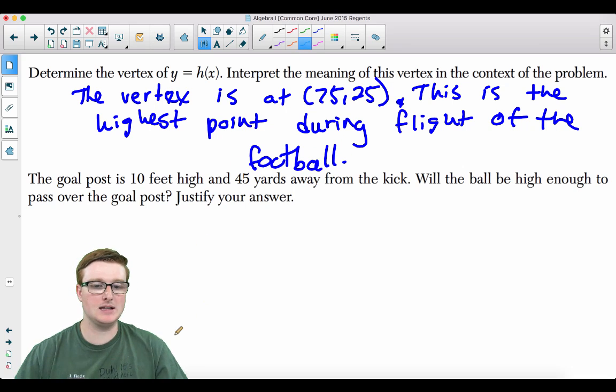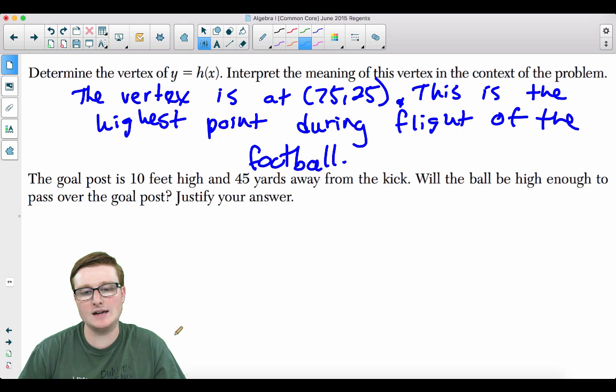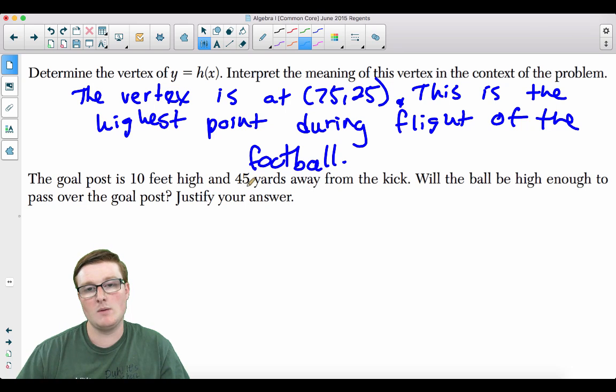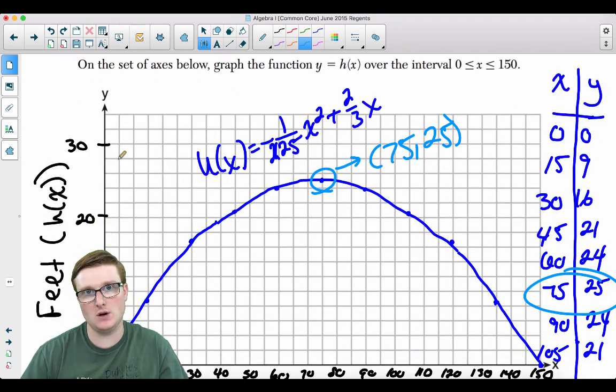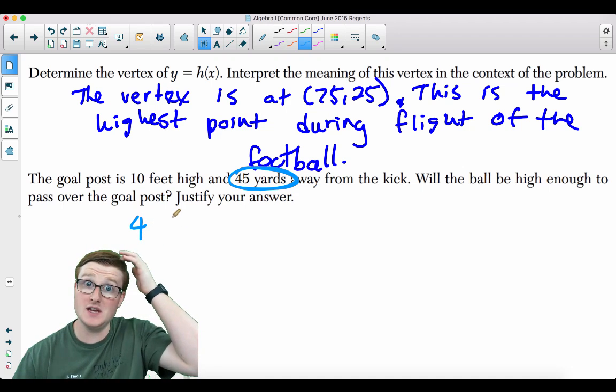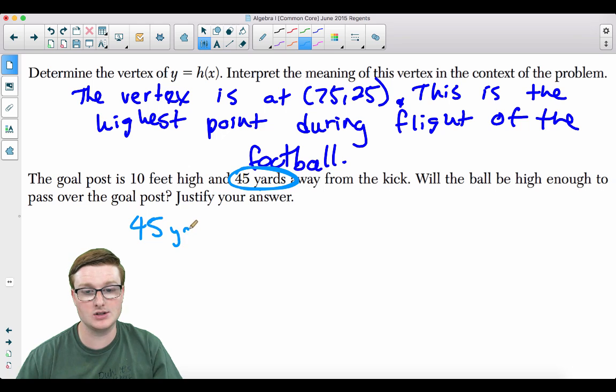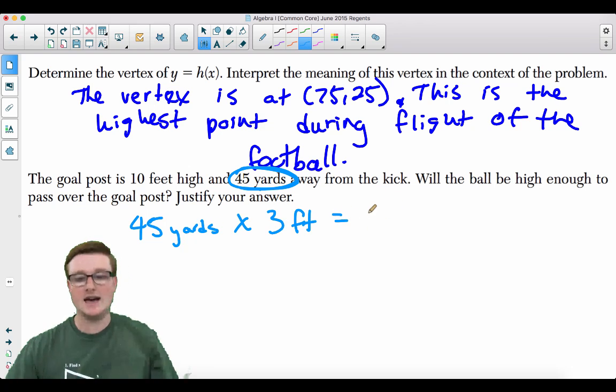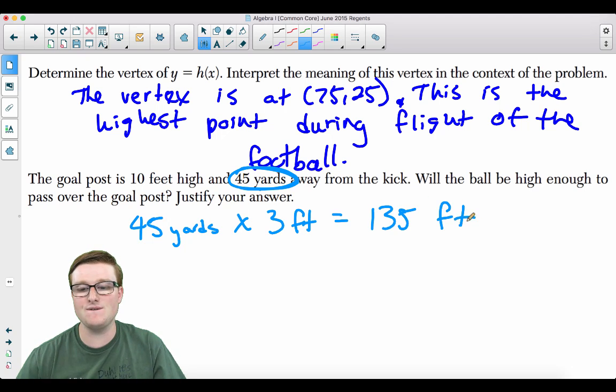Great. Last but not least, the goal post is 10 feet high and 45 yards from the kick. Will the ball be high enough to pass over the goal post? Justify your answer. What made this part tricky is they all of a sudden put it in yards. Your units are in feet, folks. So that means 45 yards. Well, how many feet are in a yard? Well, 3 feet are in a yard. So 45 yards times 3 feet will convert it into feet. That is equal to 135 feet.